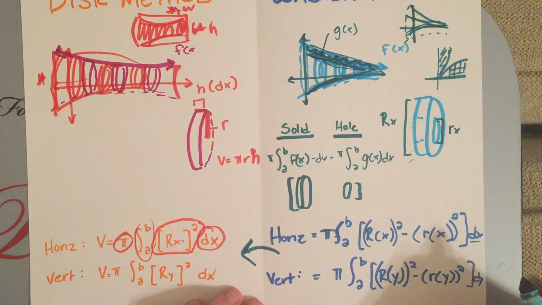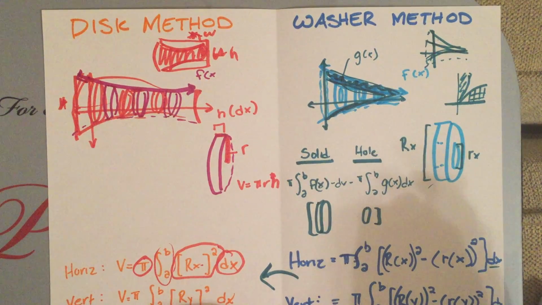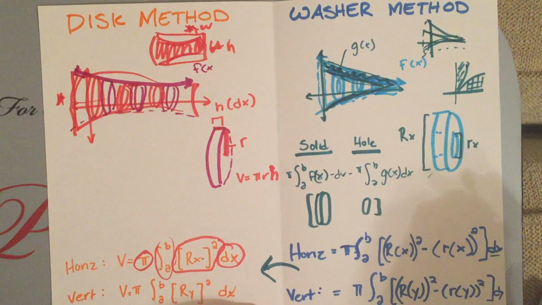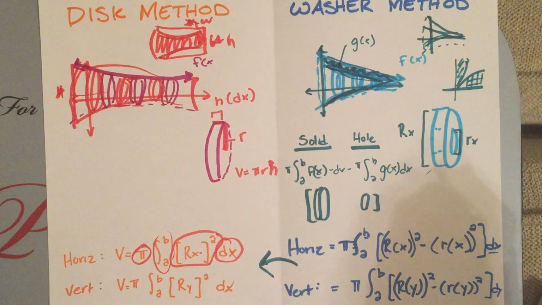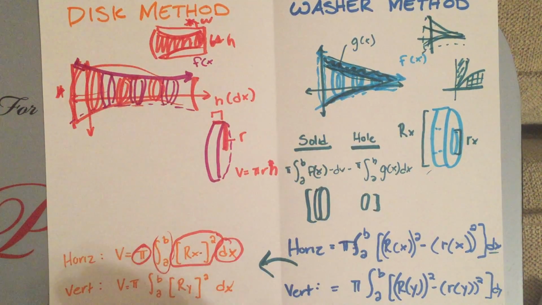And yeah, so that's the disk method and the washer method. Hopefully I didn't confuse you more. And just let me know if you'd like me to attempt a problem.